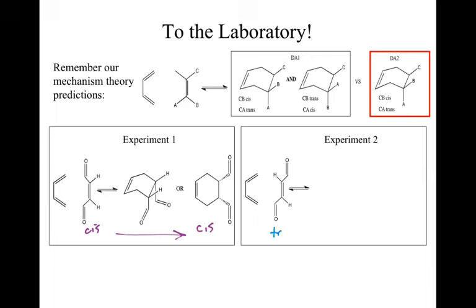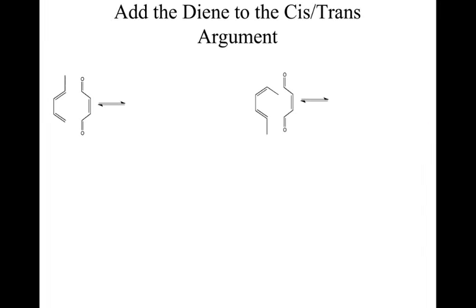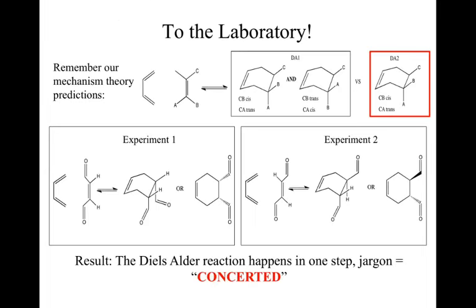So that's why we try the experiment again with the trans, and we want to test it again and see if maybe we end up with just the cis again. If we end up with anything other than the trans, our concerted mechanism seems to make sense. And we go through and look at our results. The end result is that we always ended up with the trans result.